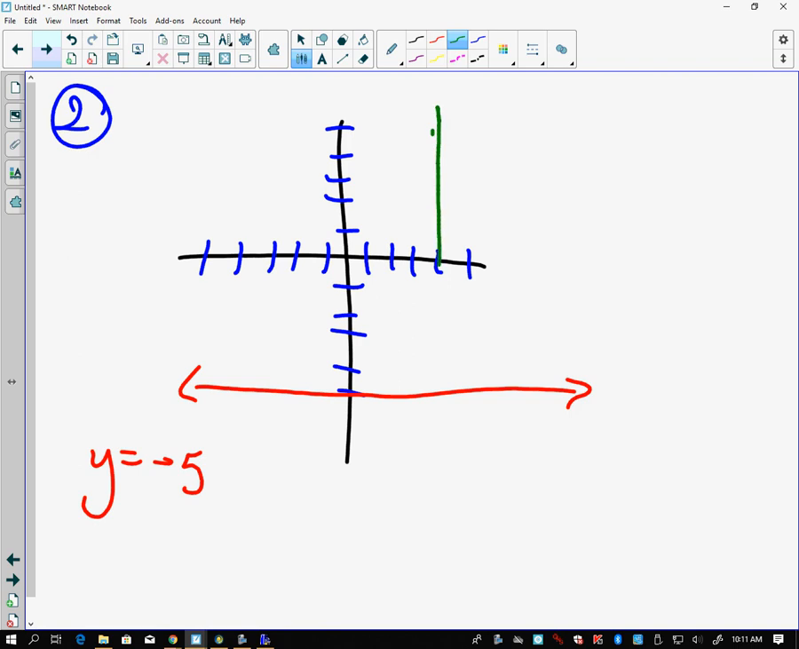Okay? It could also be something like this, right? What's the equation of that green line? X equals 4. So you need to be prepared for anything horizontal or vertical, okay? All right, and know the difference. All right.